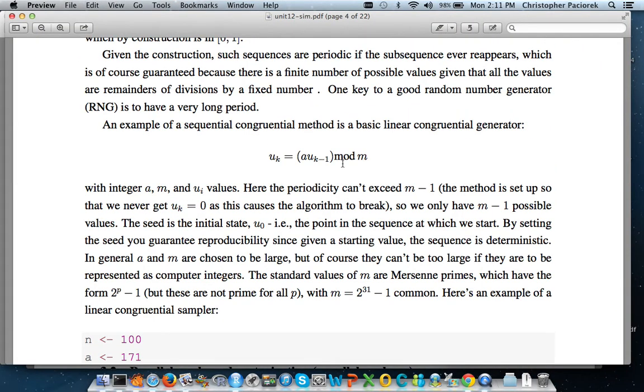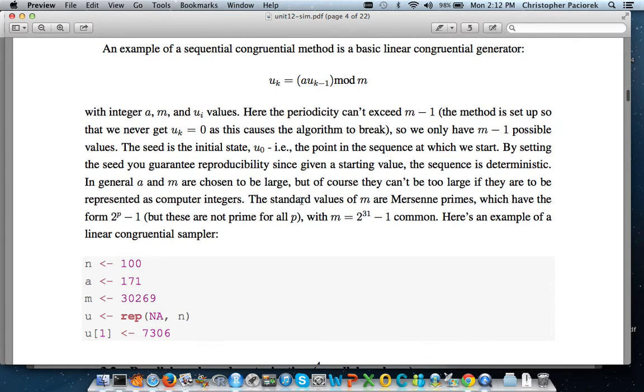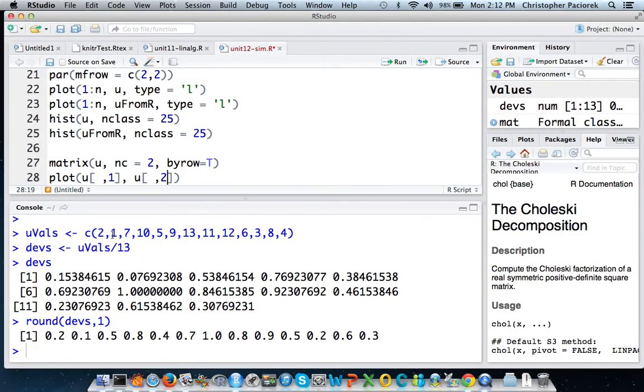generators where we multiply the previous U value times A, and then we take the remainder when we divide by M. And so I had just walked through that if we used those two values to control the generator, then we end up getting these as the values of U. We start out with 2 and then 1, and then eventually after we get to 4, it ends up looping back around and giving us 2.